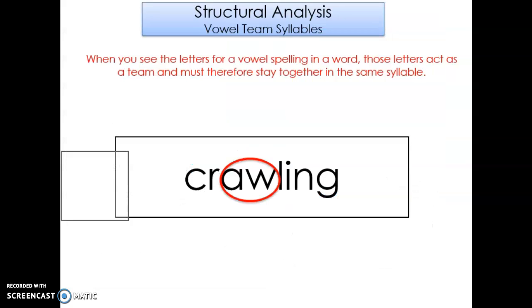All right, we have been talking about vowel teams. A vowel team is when you have two letters that act as a team and they must stay together in the same syllable. So here we have the word crawling. What's the word? If we clap out the word crawling, we have crawling. AW stays together, crawl, and then ing is our last part. Okay, let's look at a few more vowel teams.